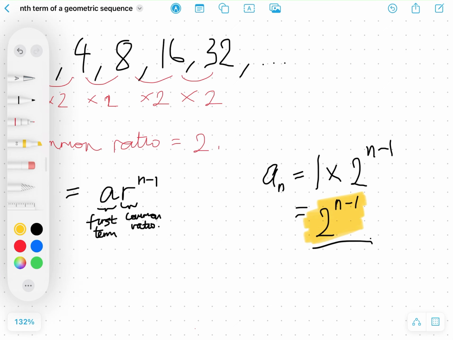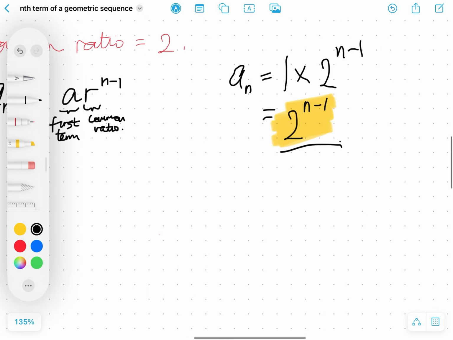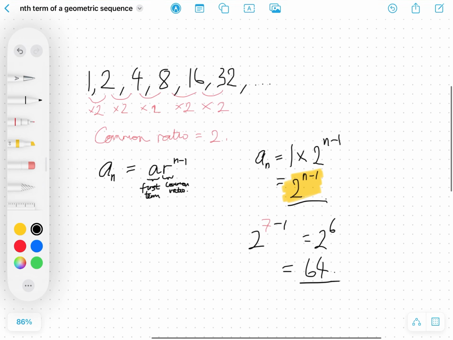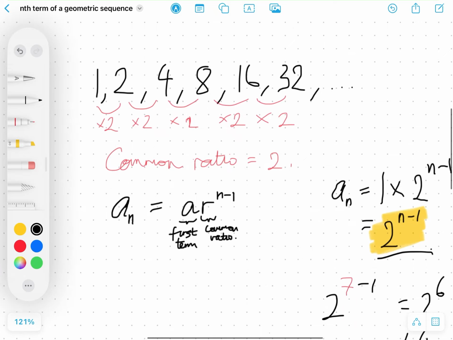So if we wanted to find the 7th term, for example, we could do 2 to the power of 7, replace n by 7 minus 1, which gives us 2 to the power 6. So the 7th term is 2 to the power 6, and that's equal to 64. So the 7th term is 64. So that was the basic example.